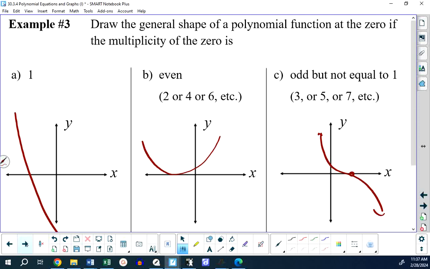So this is clean. This is tangent. And this is an inflection point.